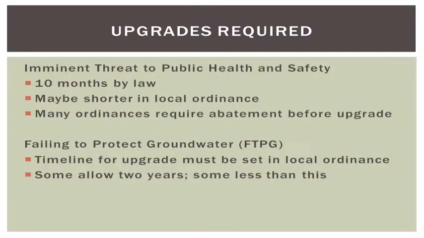Next, we'll talk about time periods for upgrading from non-conforming systems. Again, we have two types of systems: those that are an imminent threat to public health and safety, and those that are failing to protect groundwater. The first is systems that are an imminent threat to public health or safety. The time period to upgrade those systems is 10 months, and that's set by state statute. That's a statewide requirement with no flexibility in that number. If you are a local unit of government, you can reduce that to something less than 10 months in your local ordinance if that is your desire and discretion.